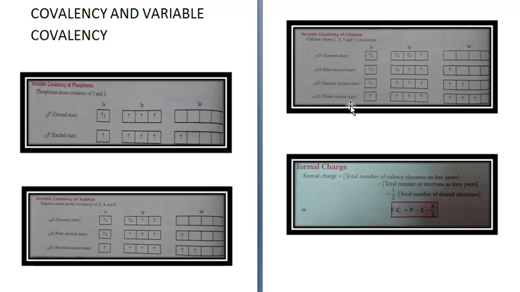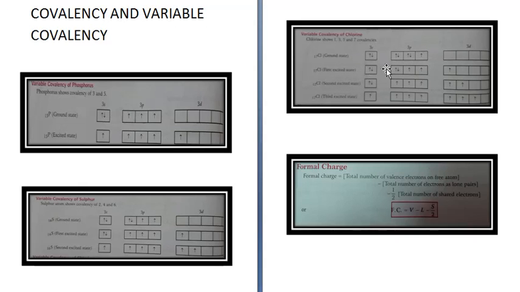In the third excited state, the electron in the s orbital also jumps to the d orbital, so it becomes 3s1, 3p3 and 3d3. So 4 types of covalencies are shown. In the ground state, it shows 1. No, it shows -1.